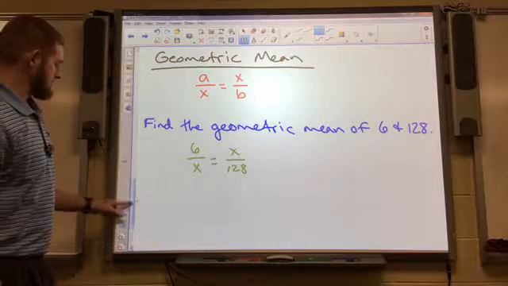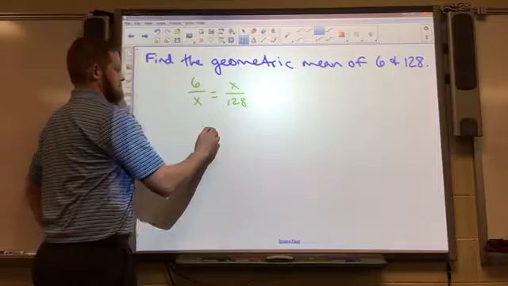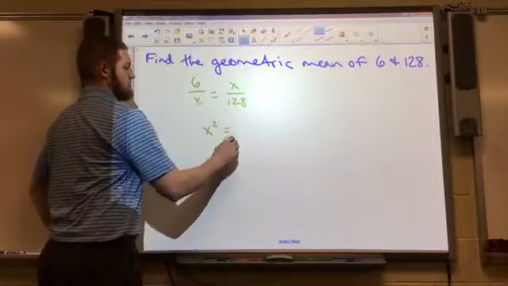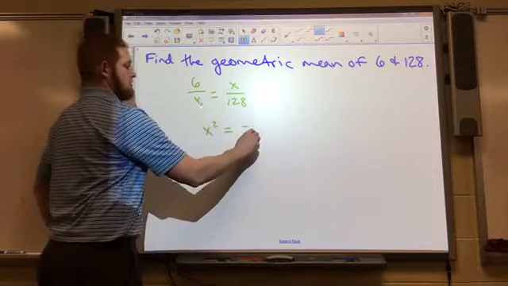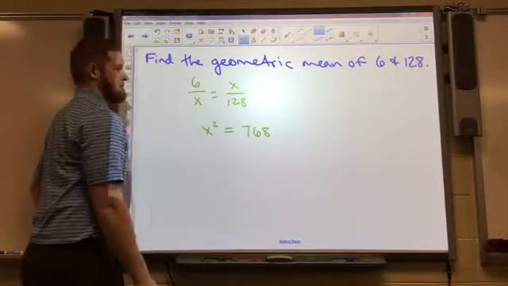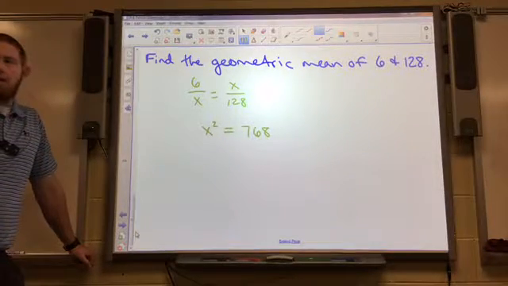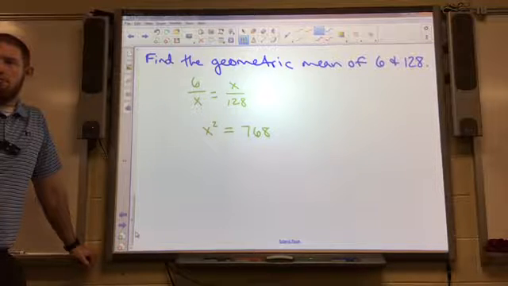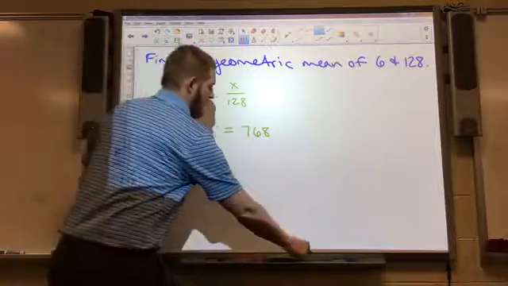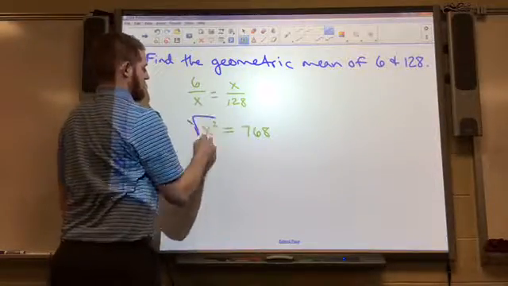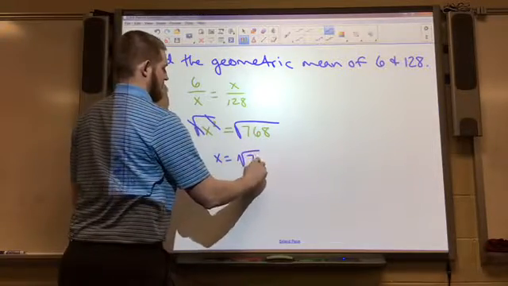Okay, and then let's go ahead and cross multiply. x times x is x squared equals, what is it? 768. Okay. Have I figured out what x equals? No, what do I need to do? Square root. Okay, so I square root, and they cancel. I square root here, so I have x equals the square root of 768.